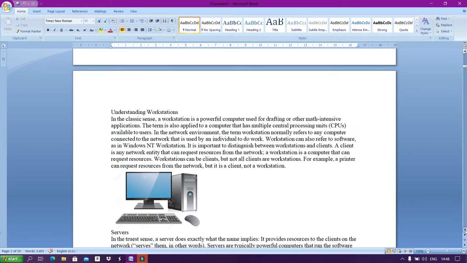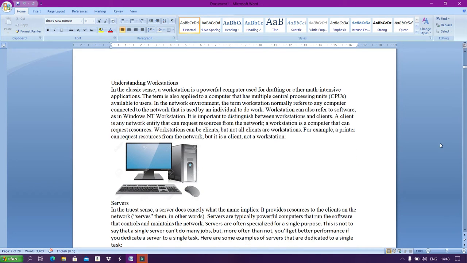Understanding workstations. In the classic terms, a workstation is a powerful computer used for drafting or math-intensive applications. The term is also applied to a computer that has multiple central processing units (CPUs) available to users. In the network environment, the term workstation normally refers to any computer connected to the network that is used by any individual to do work. Workstation can also refer to software, such as a Windows NT workstation.